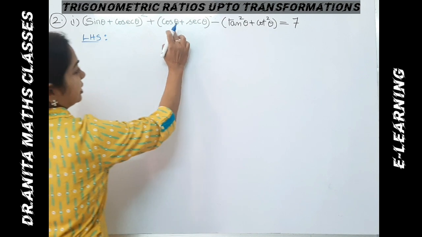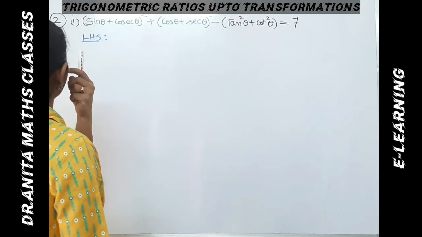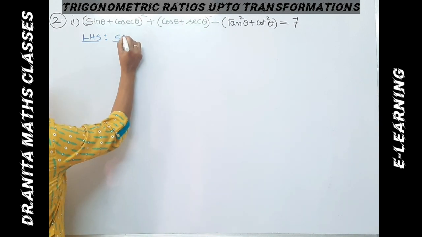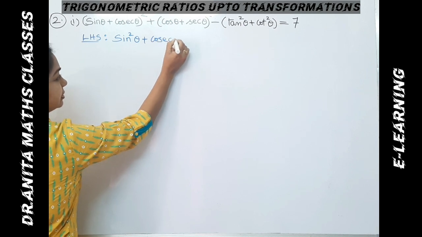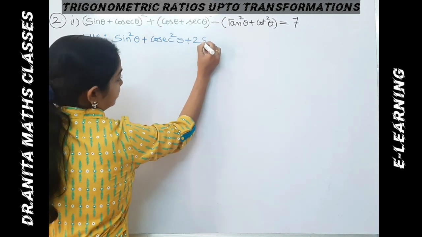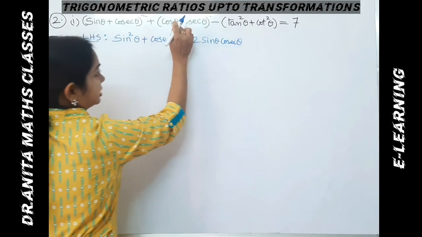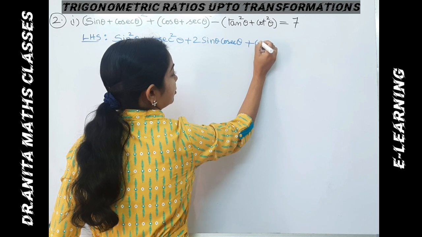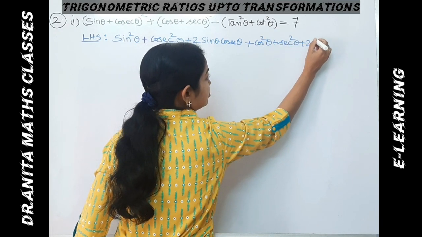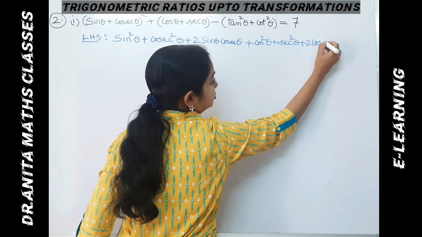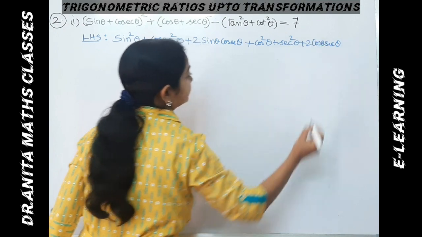Here we have (a plus b) whole square, and again (a plus b) whole square here. Likewise, I'll expand each into (a plus b) whole square. So sine square theta plus cosecant square theta plus 2 sine theta cosecant theta. The second one I'll also expand: cos square theta plus secant square theta plus 2 cos theta secant theta.